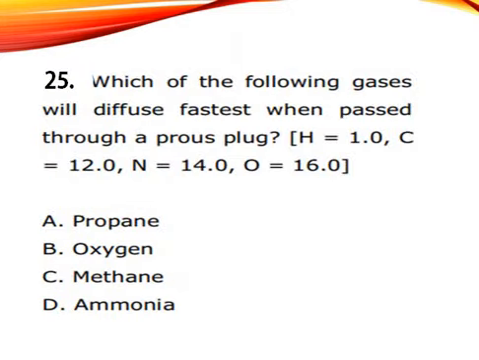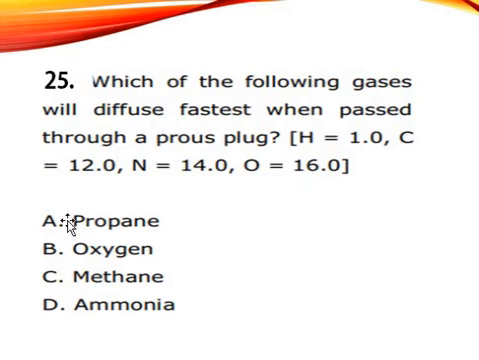Now question 25 says, which of the following gases will diffuse fastest when passed through a porous plug? You are given your values of hydrogen 1 gram per mole, carbon 12, nitrogen 14, and O16. So what this is implying is that you are asked to calculate the masses of these options that you are given: propane, oxygen, methane, and ammonia. This will help you in determining which one will diffuse fastest, because lighter compounds diffuse faster.